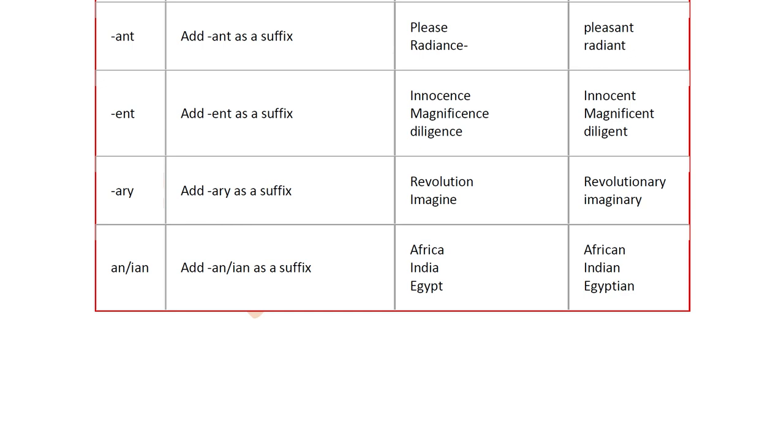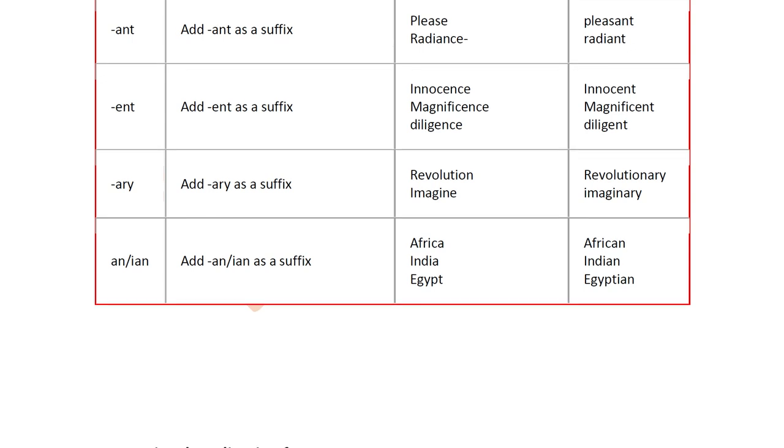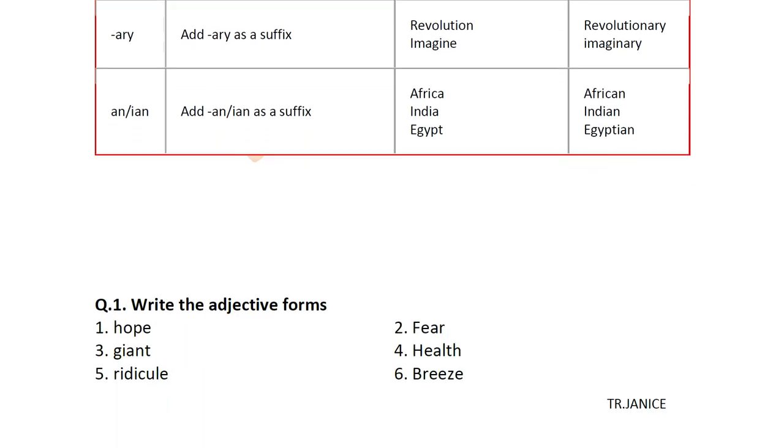Then ARY ending, that is the suffix ARY. Revolution, revolutionary. Imagine, imaginary. Here in imagine you remove the E and then add ARY. Clear? Okay. AN or IAN. So here you have Africa, African, India, Indian, Egypt, Egyptian. Now these AN or IAN are mostly the names given to the people of a particular place or state. So that's when you add this AN or IAN. Okay, fine.